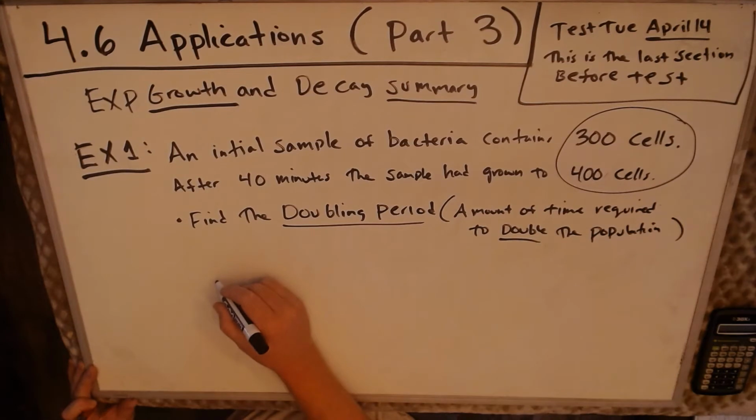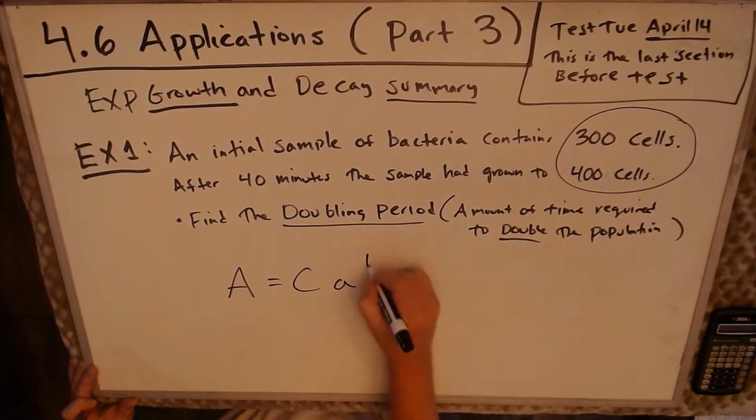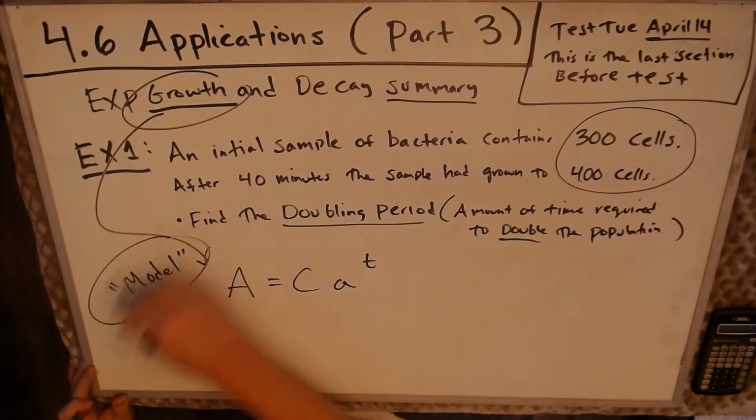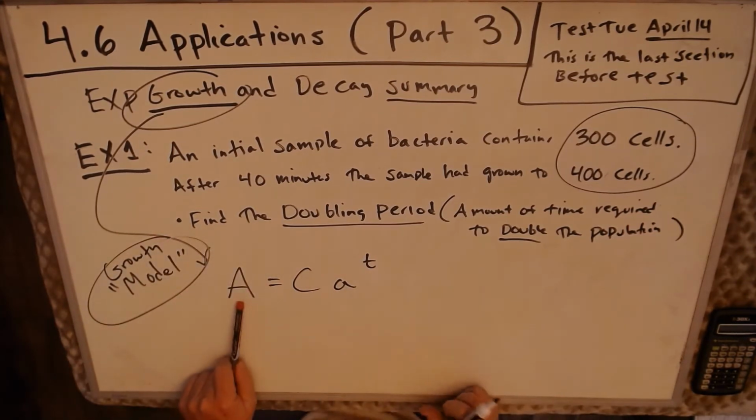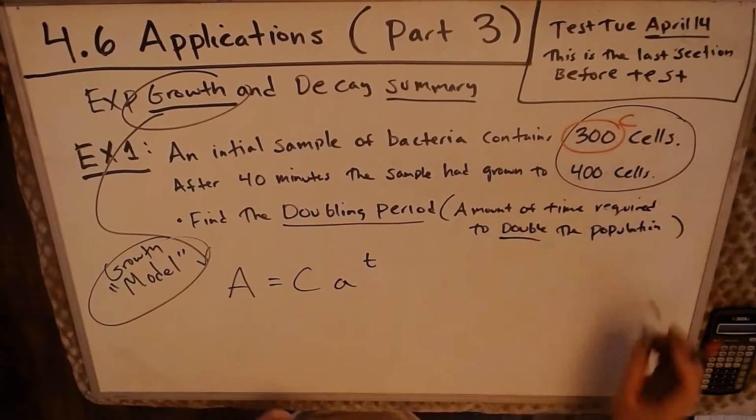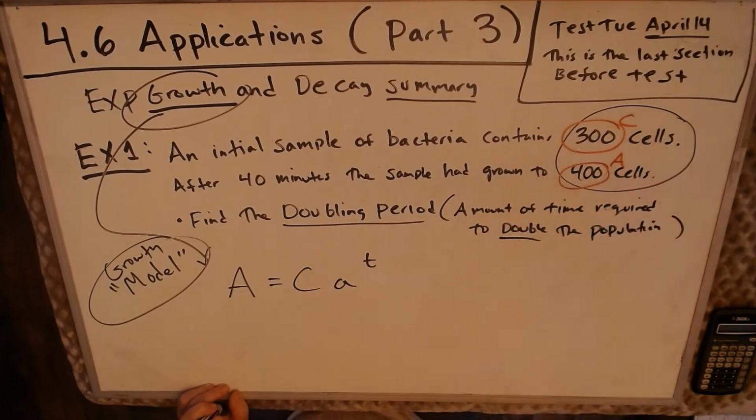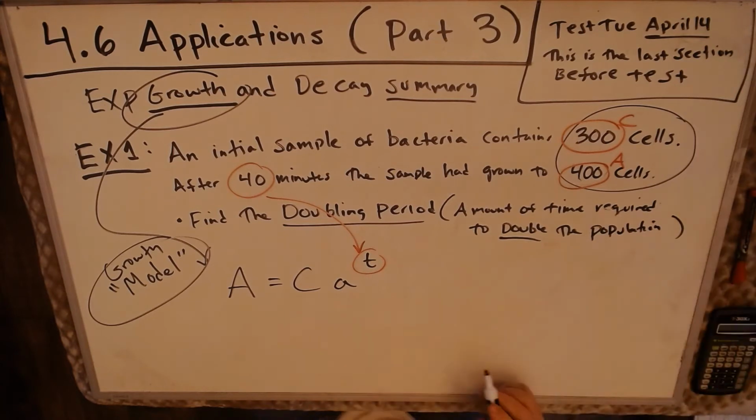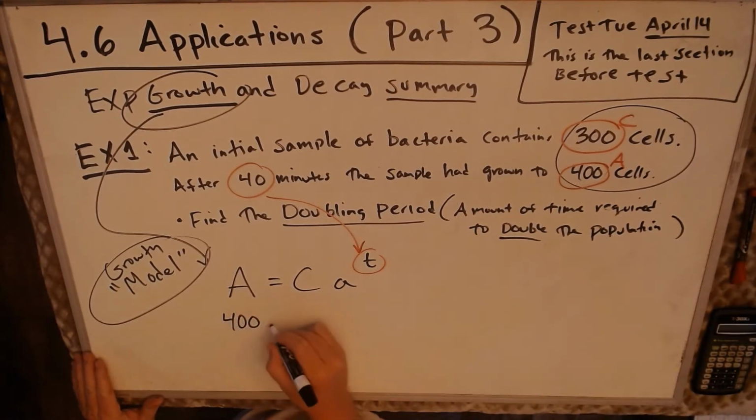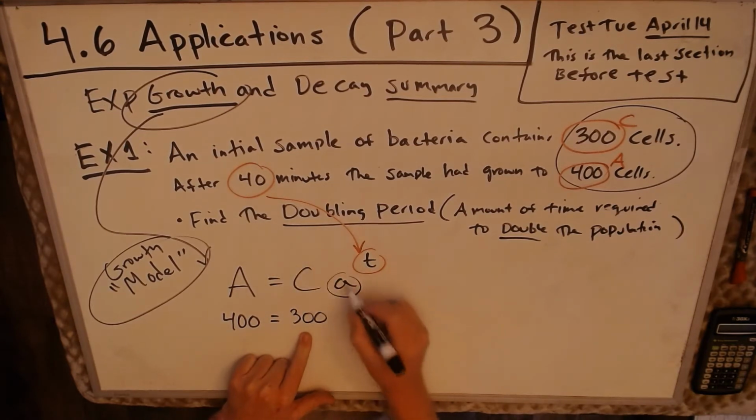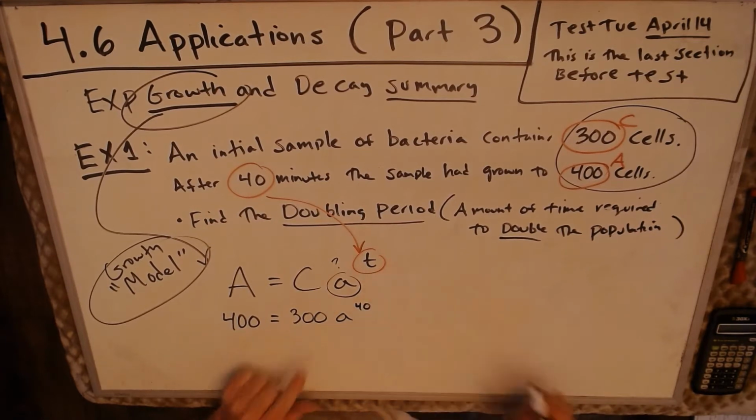We're going to use our exponential growth model. This is our growth model. The amount is equal to the original amount, the initial amount. That's our C, our initial amount. A is the future amount. And T is the amount of time, 40 minutes. So, 400 cells, that's our A. Started with 300 cells. We don't know the base, that's our unknown. And it took 40 minutes.